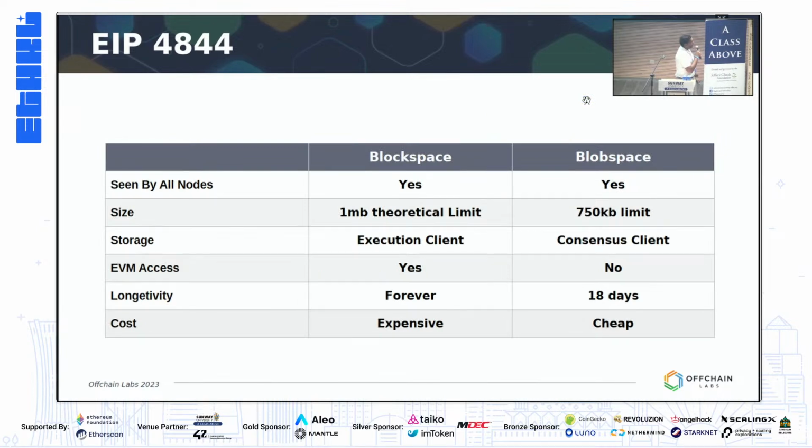So this is a summary of block space versus blob space. In both cases, blocks are seen by all nodes, and blobs are also seen by all nodes. As a theoretical limit, the highest limit of an Ethereum block is actually 1 megabyte, while the highest limit of the number of blobs in a block, which would be 6 right now, would be about 750 kilobytes. The big difference with 4844 is that blobs, instead of being stored in the execution client, will now be stored in the consensus client. Call data can be accessed via the EVM, while blob data cannot be. One big difference is that block data is stored forever, while blob data has a window of 18 days. For that reason, call data is expensive, while blob data is much cheaper.